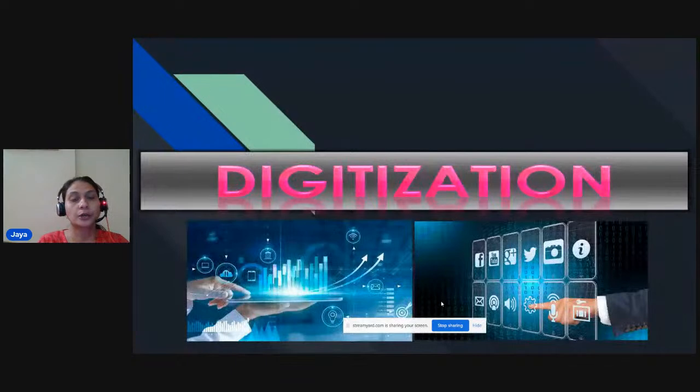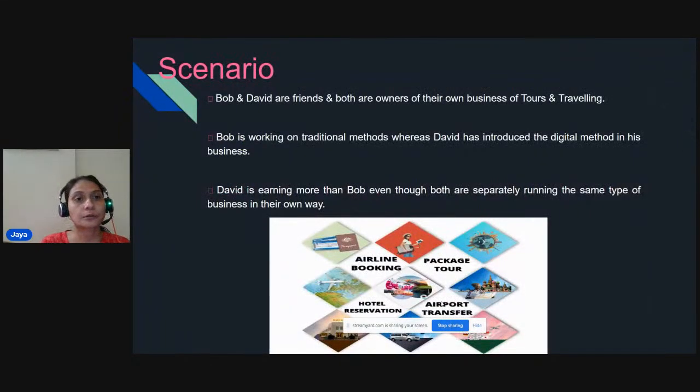Today we are going to understand the impact and the importance of digital tools in our business model. My first slide comprises two friends, one named Bob and the second named David. Both are in the business of tours and travel, but in this scenario, Bob is earning less, whereas David is earning more. Why is it happening that, in the same business, Bob is earning less and David is earning more?